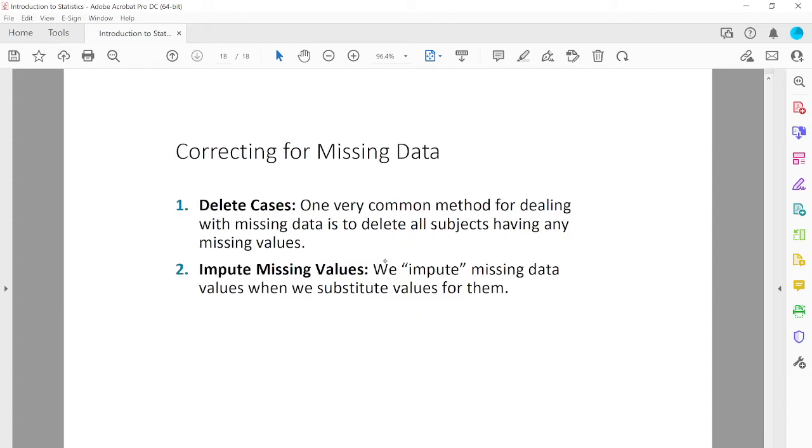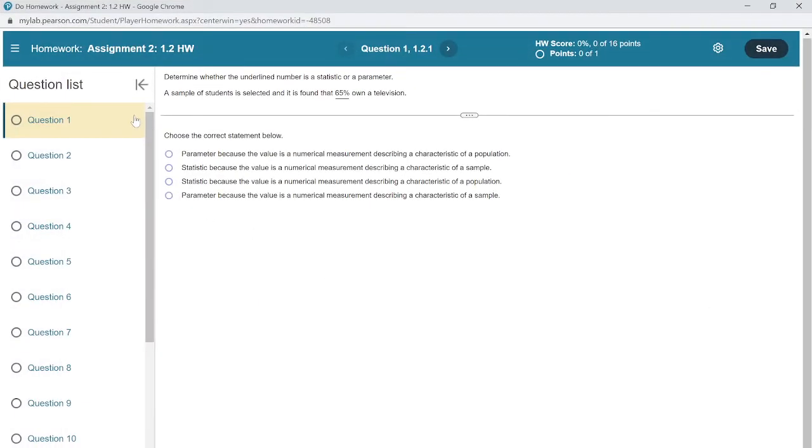So when we see missing data, there are two ways we can go further. First, because the data is missing, we can delete the missing cases. And the second one is to impute missing values. We impute missing data values when we substitute values for them. Let's see a couple of examples from this section.